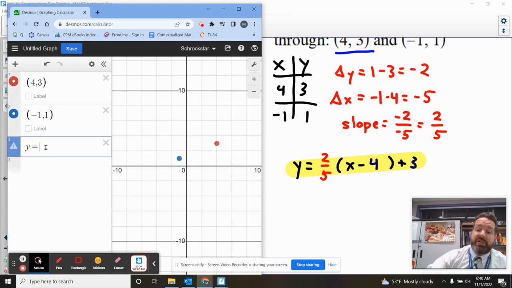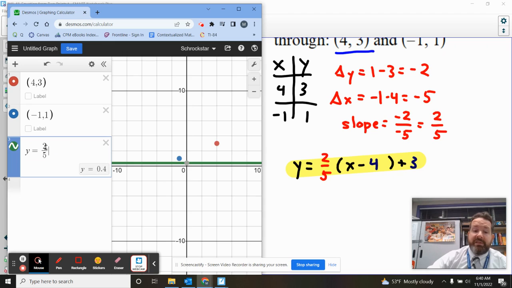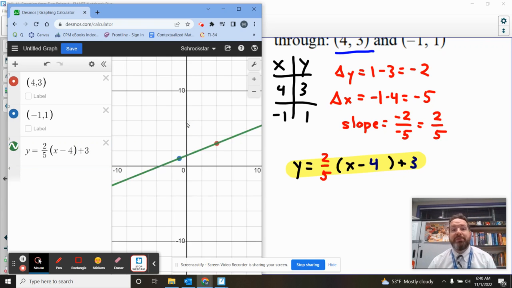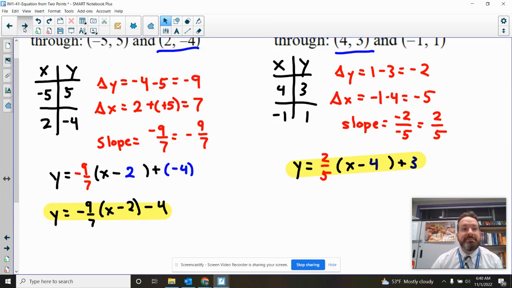So final step, check it: y equals 2/5 (x minus 4). Now so far I'm looking good, my angle of the line looks right. If I move it up 3, it goes right through the points that we want it to. We know we have done things okay.